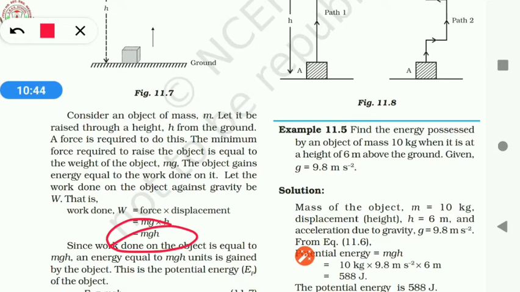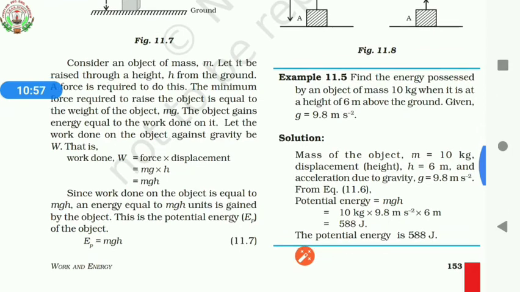Since work done on the object is equal to mgh, an energy equal to mgh units is gained by the object, and this is the potential energy of the object. So potential energy is equal to m into g into h. So what is the formula for calculating potential energy? That is equal to m into g into h, where m is the mass of the object, g is the acceleration due to gravity, and h is the height. You have to learn this formula by heart for solving the numericals.